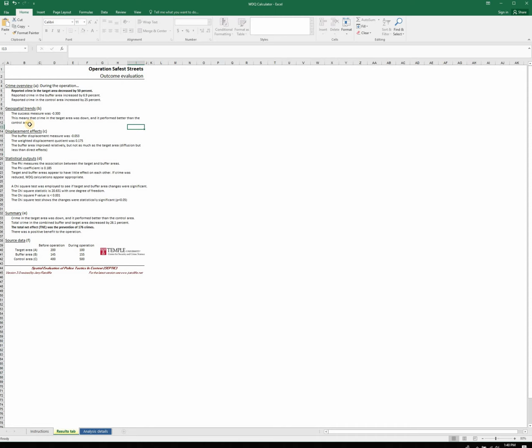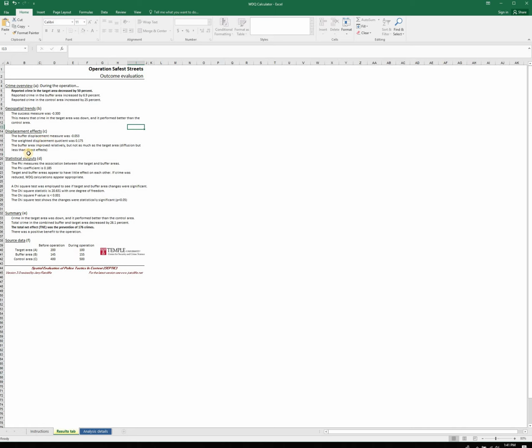If we look at the geospatial trends, setting aside the success measure, what we learn is that crime in the target area was down and it performed better than the control area. So there was a real reduction in crime that outperformed what happened in the control area.